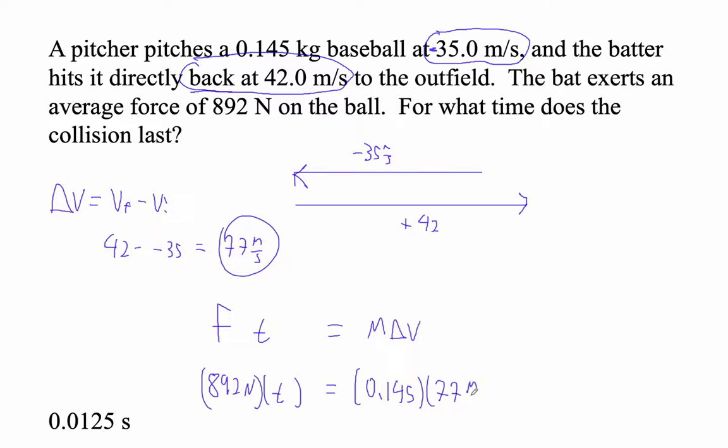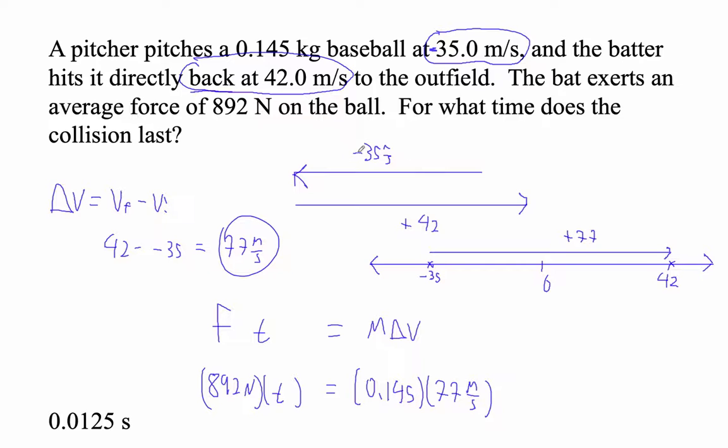Another way to think about the change in velocity is if we make a number line, here's 0. The pitcher pitched it at negative 35. The batter bats it out to the outfield at 42. This change here is positive 77. By the way, I could have just as easily made the pitcher's pitch positive and the batter hitting it in a negative direction. The key is that they're in opposite directions.